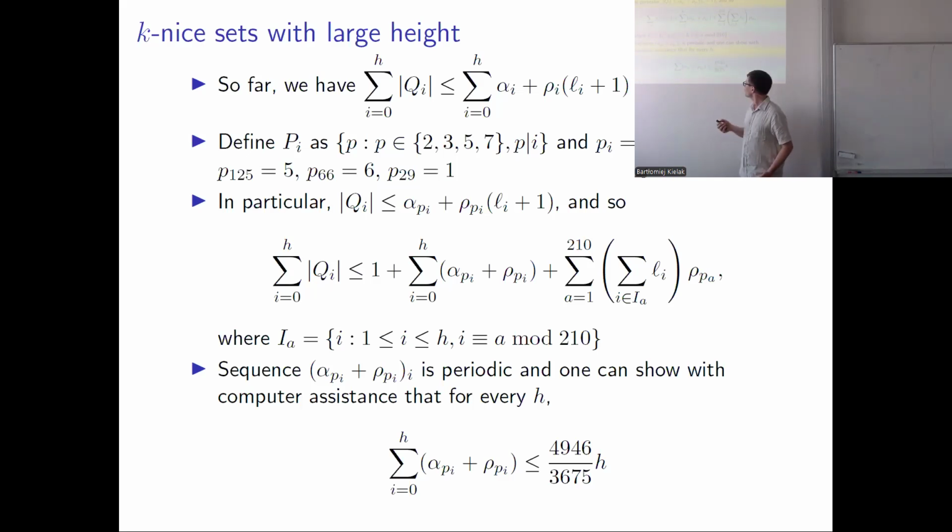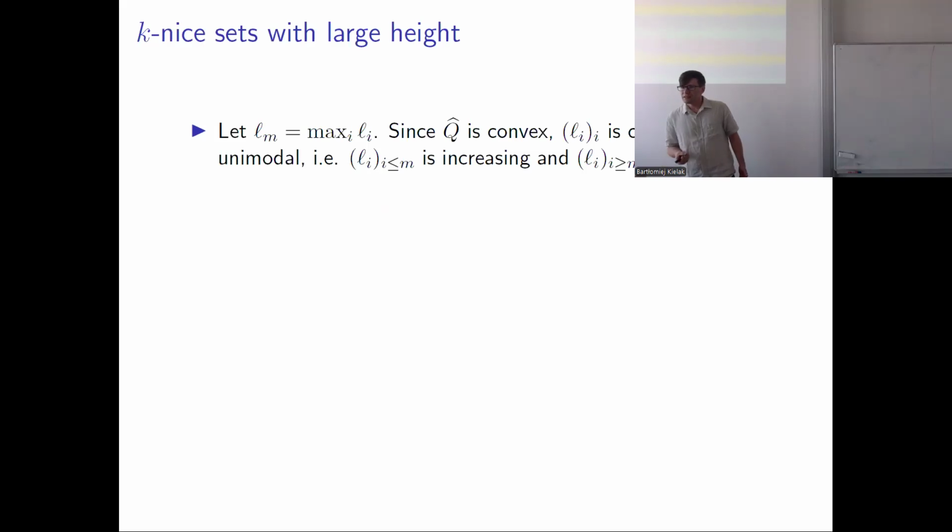So this is where this coefficient from the theorem comes from, this 4,000-something times h. And there is still one question. What to do about this sum of Li's? Note that so far I didn't use the properties of Li's at all. They were just some numbers, and I was doing some computations. So let us actually involve them.